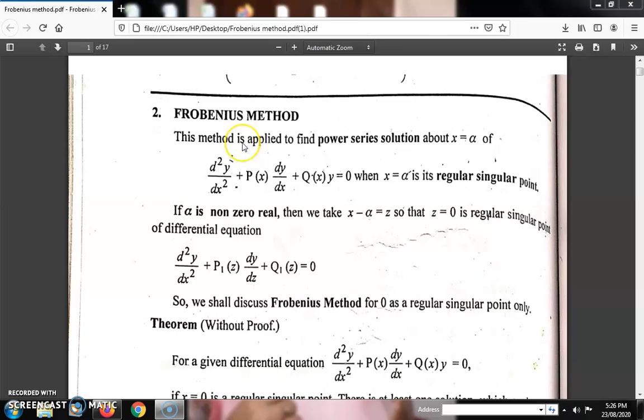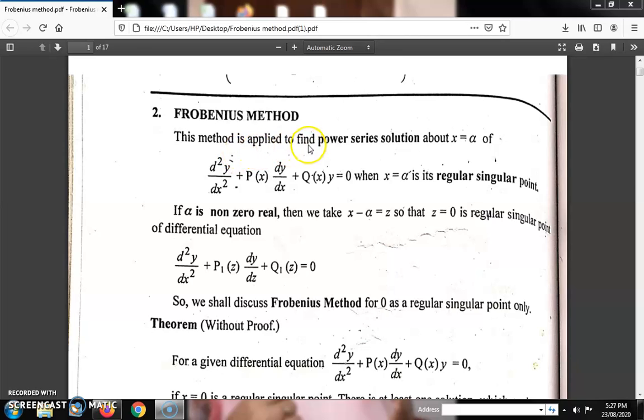Students, in the power series method we work when x equals alpha is an ordinary point. But in the Frobenius method we will work when x equals alpha is a regular singular point or singular point. As we know, when alpha is an ordinary point, then we can apply the power series method. But alpha can be a singular point also, and then we can't apply the power series method. That's why the Frobenius method is here. This method is applied when x equals alpha is a singular point.